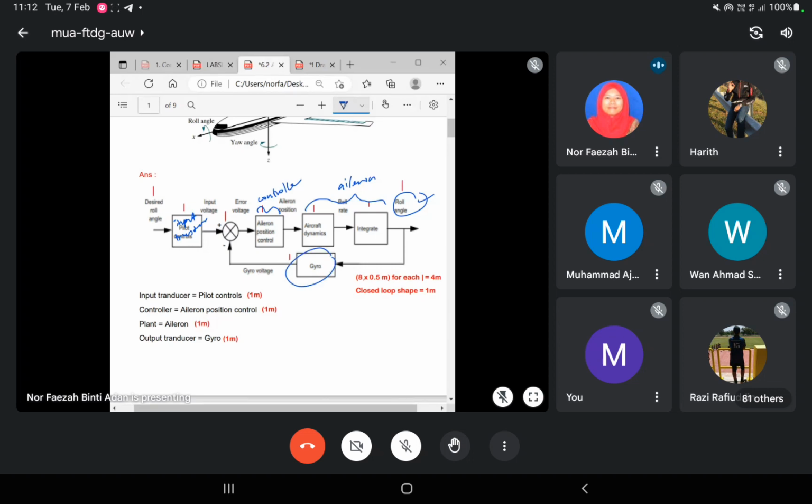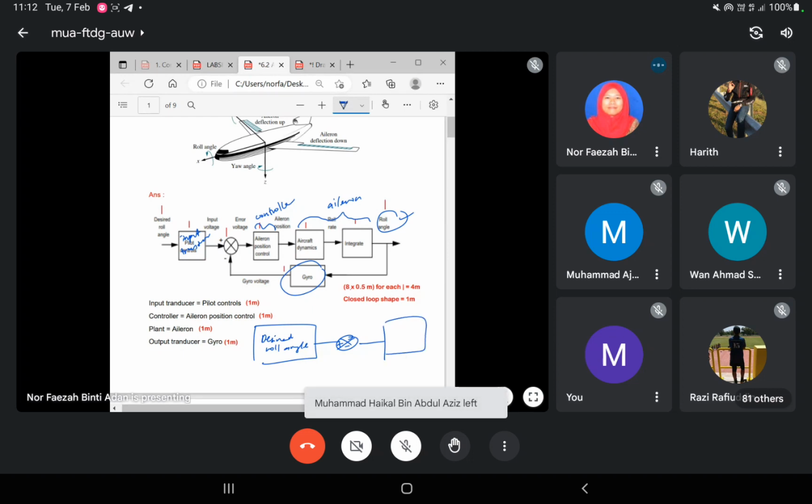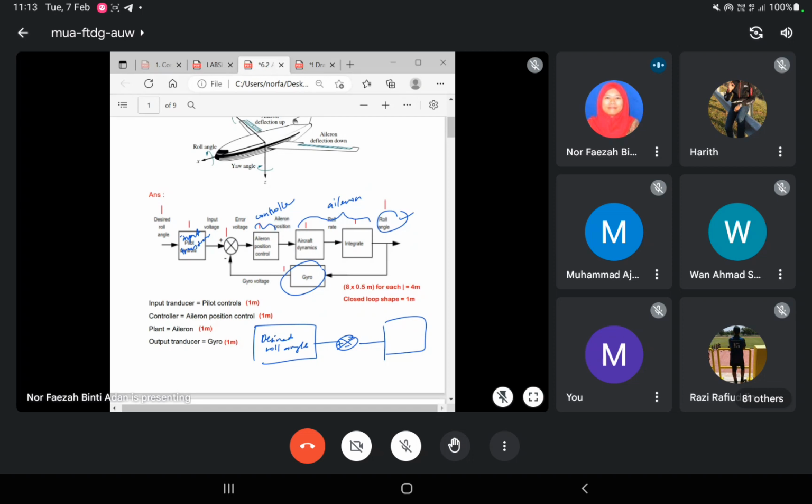So if I were to draw this again untuk yang version yang simple, desired roll angle is your input. Okay, it can go directly to your summing junction, and then tak muat pula sini. Mana saya nak draw ni?